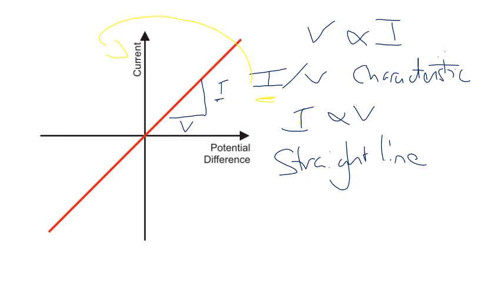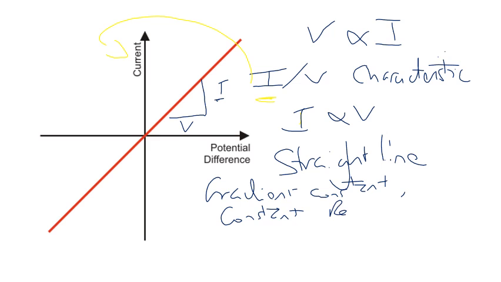So the IV characteristic of a resistor is a straight line. And that means, because the gradient is constant. If you've got a curve, the gradient's changing. And because gradient and resistance are effectively the same thing here, that means great, constant resistance.